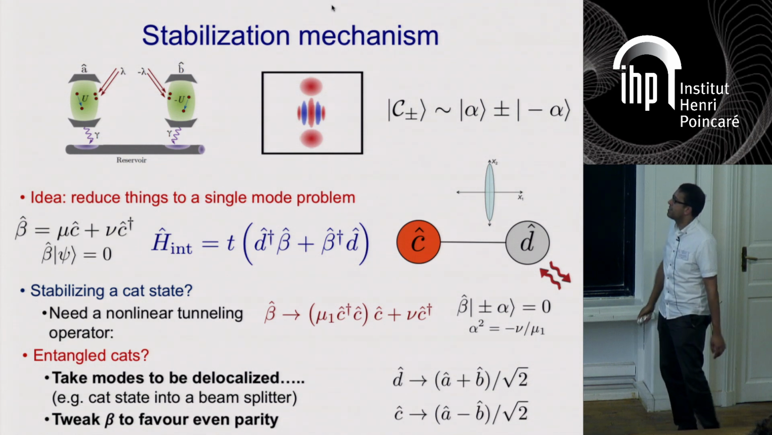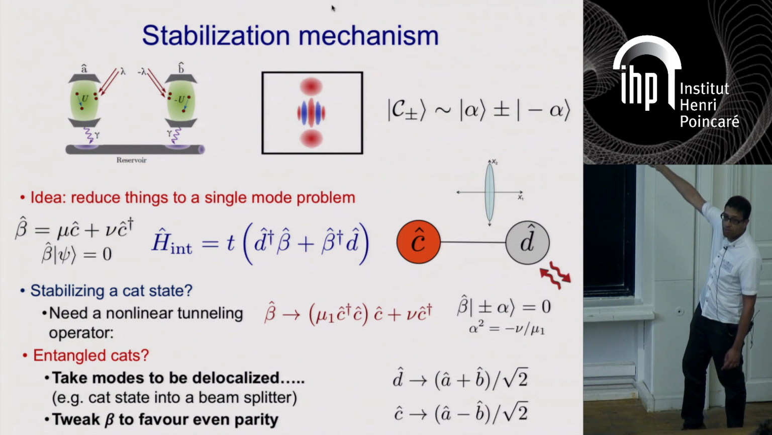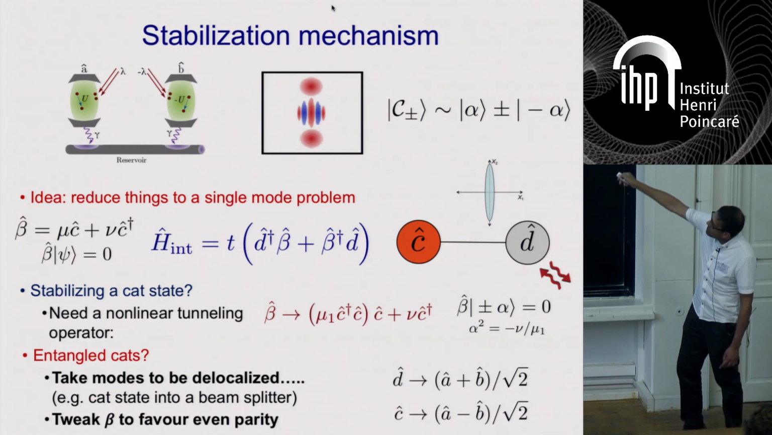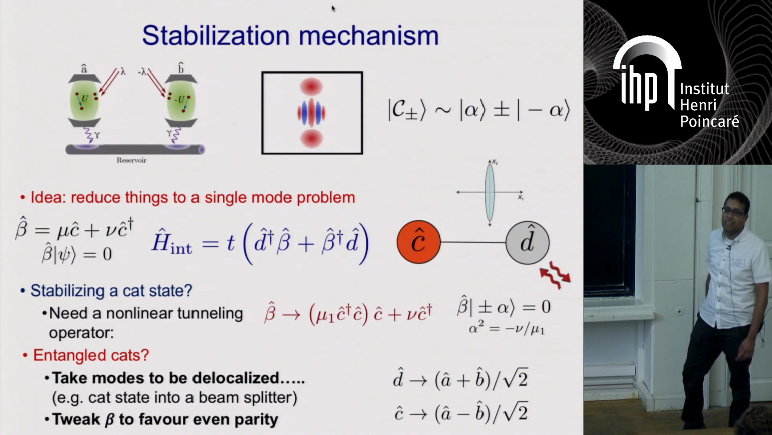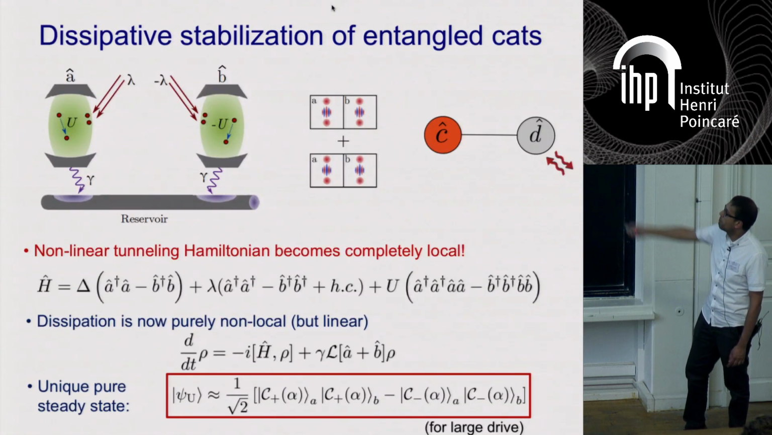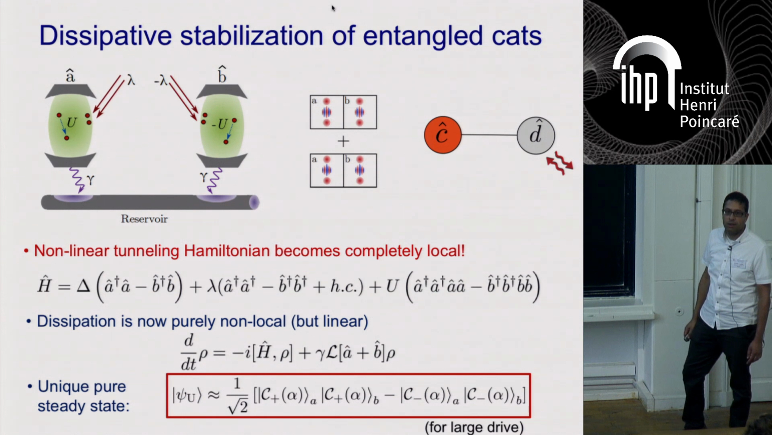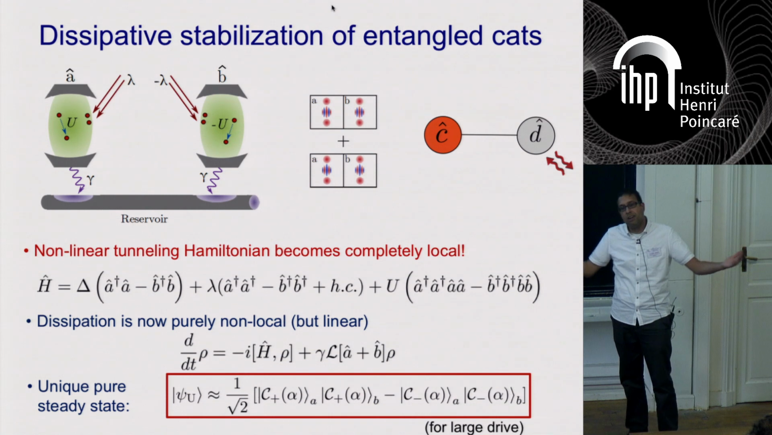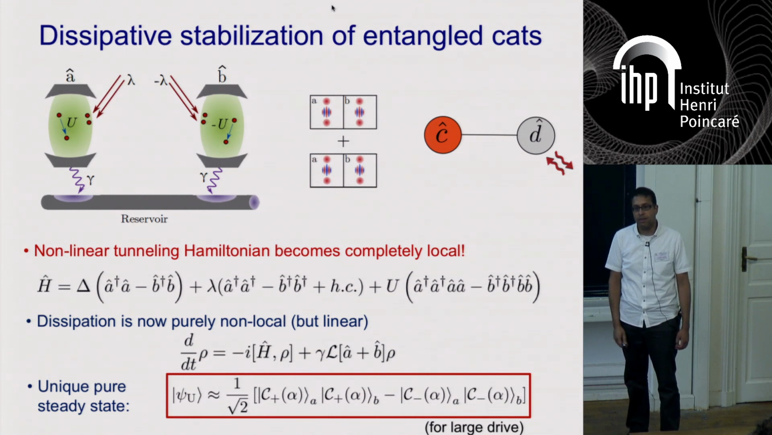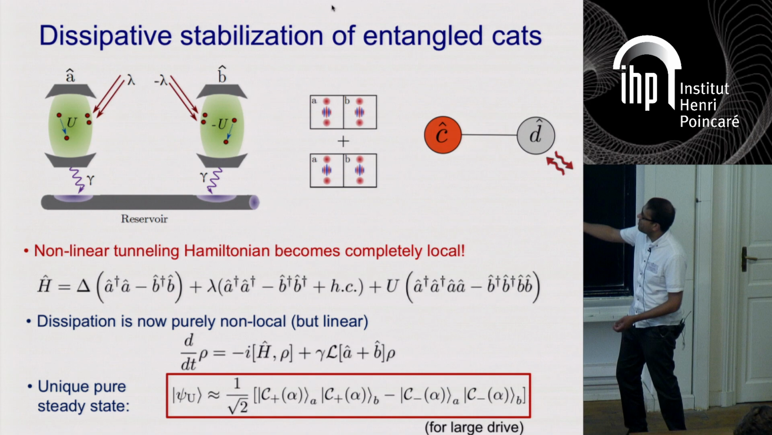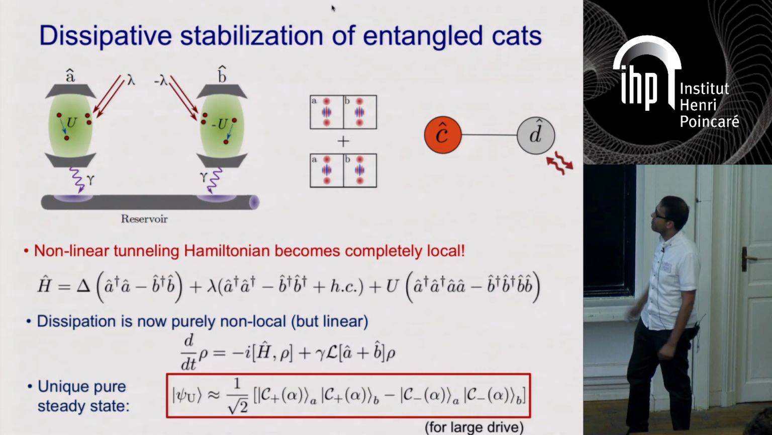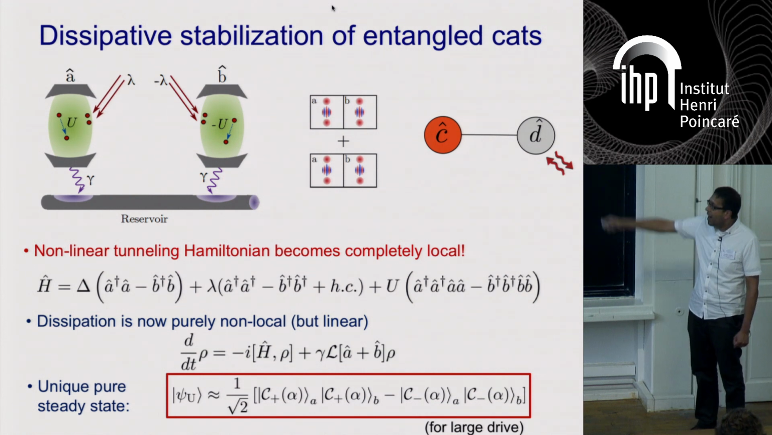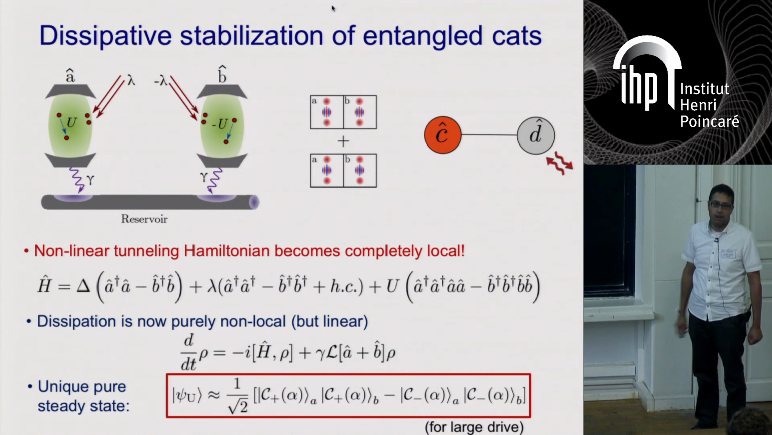When you change bases, the dissipation here is local, right, on the D mode. The dissipation now becomes non-local. The nice piece of math is that all of the nonlinearity in that tunneling Hamiltonian becomes perfectly local. Okay, so in this new basis of A and B modes, the coherent Hamiltonian has no actual physical coupling between the two cavities. Okay, and again, in the limit of a large enough parametric drive, your steady state really approaches this entangled cat state where either both cats are even or both cats are odd.